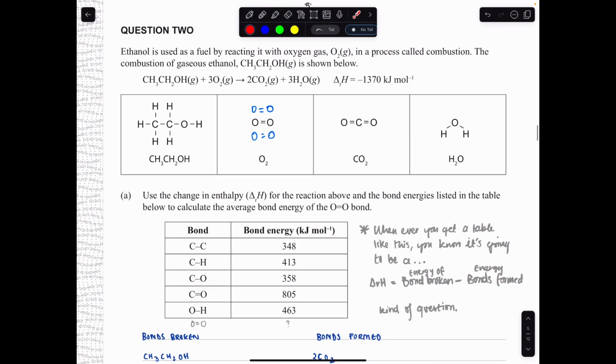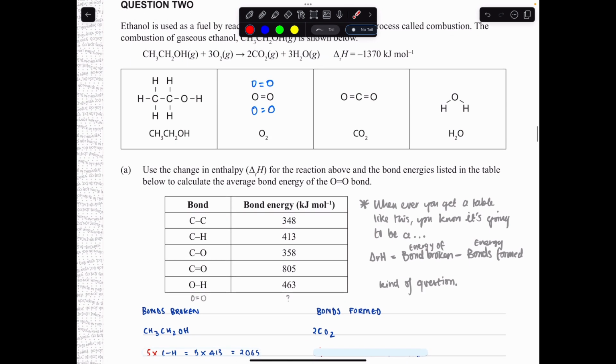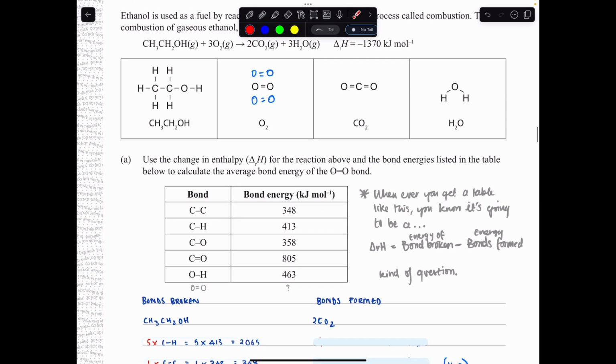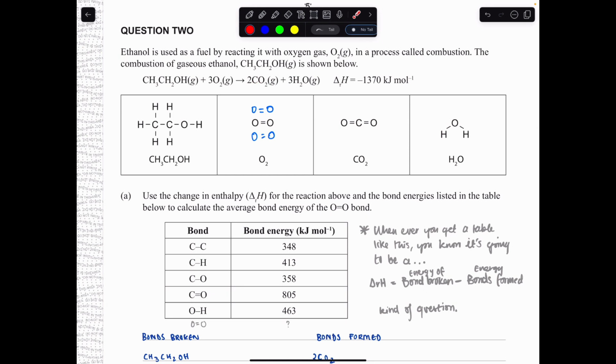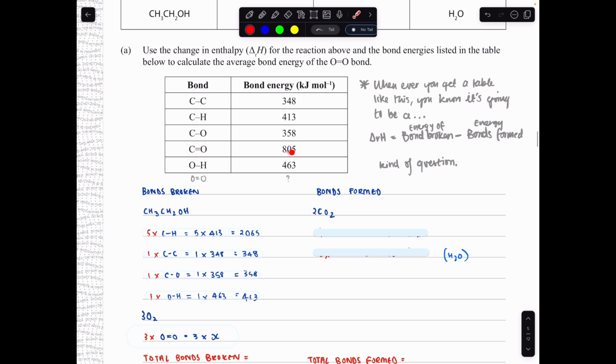Okay, let's start off with CO2. Let's work out the energy of the bonds formed in this. As we can see in the reaction, there's 2 lots of it, so I'm going to go ahead and draw 2 lots of CO2. As you can see, now we have 1, 2, 3, 4 lots of this CO bond. So we're going to have to times 805 by 4. And we get this value here.